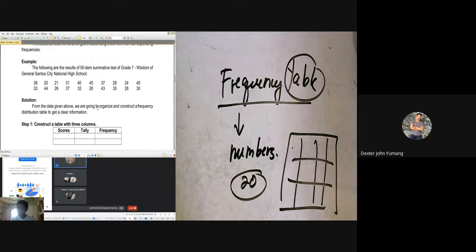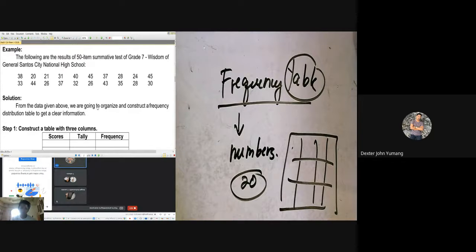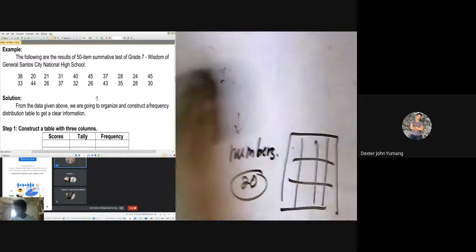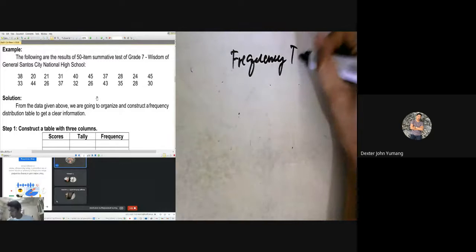Okay, the following are the results of a 50-item test in General Santos City Trade School. Okay, this is the example. So in this case, we are going to make a frequency table out of that data. So we will make what is called a frequency table.